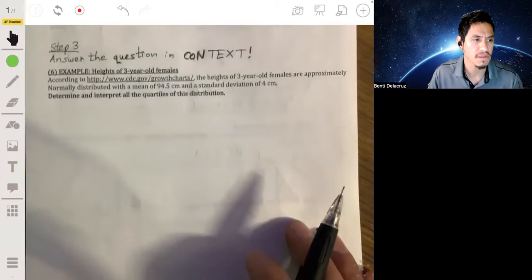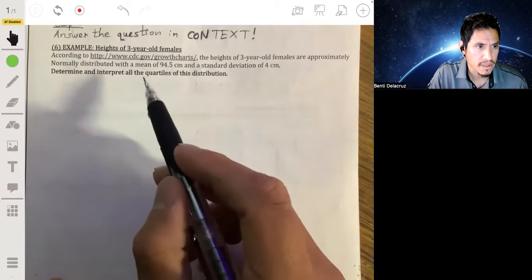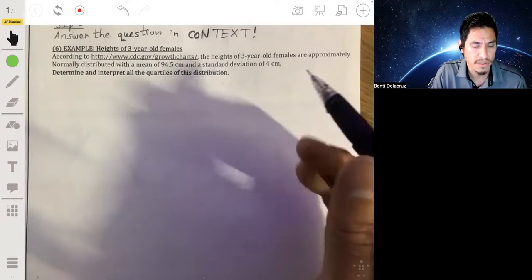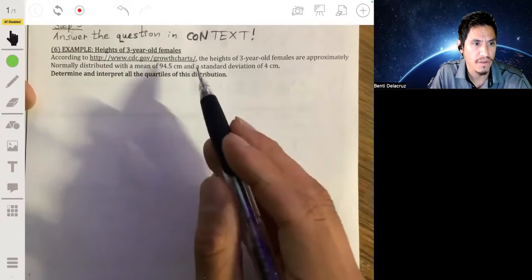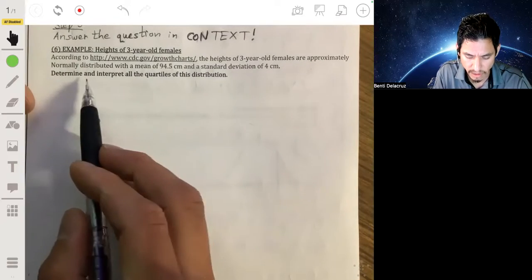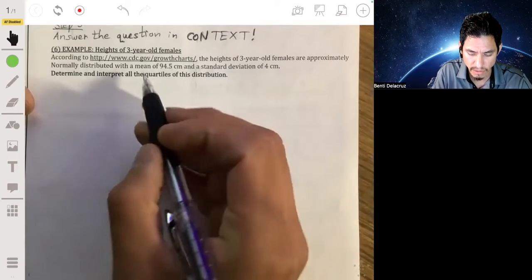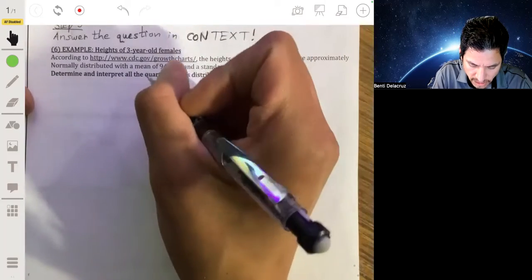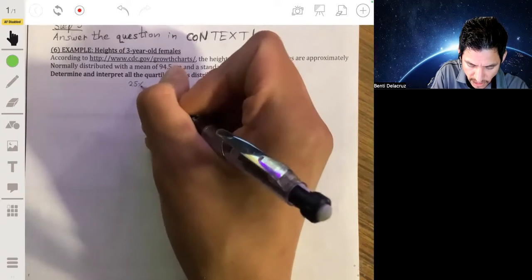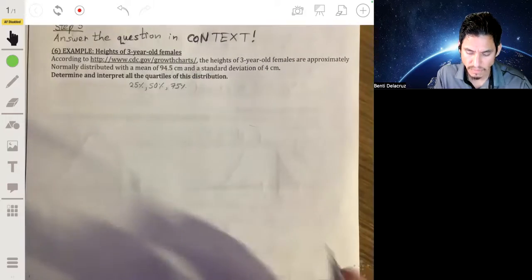Okay, so let's look at this example. So here we're given, according to this website at cdc.gov, the heights of 3-year-old females are approximately normally distributed with a mean of 94.5 centimeters and a standard deviation of 4 centimeters. We're going to determine and interpret all the quartiles of this distribution. So let's recall what the quartiles mean. The quartiles are essentially the percentiles every fourth of the way. So the 25th percentile, the 50th percentile, and the 75th percentile.